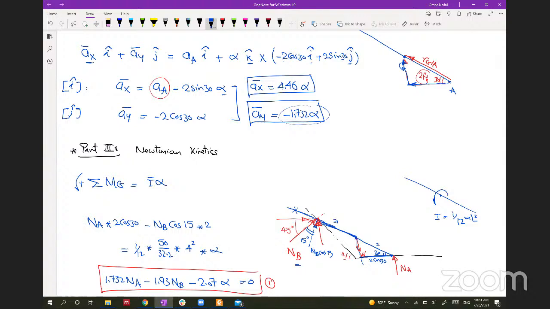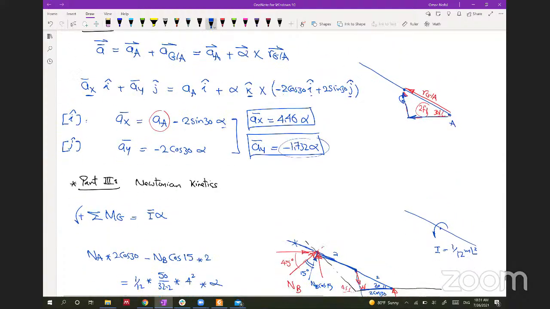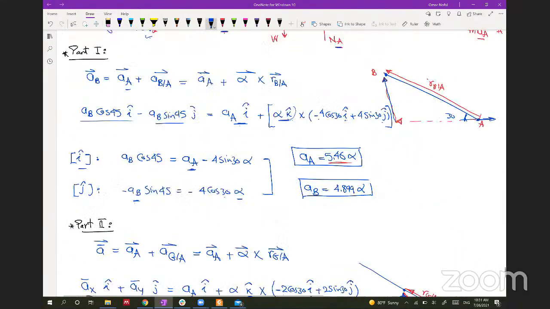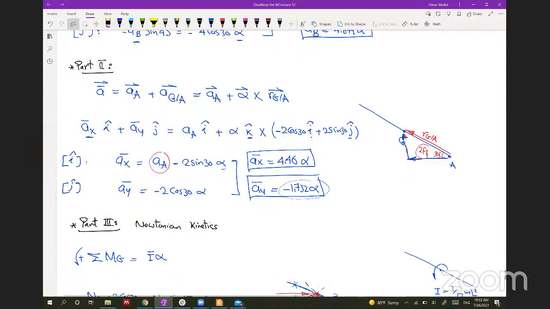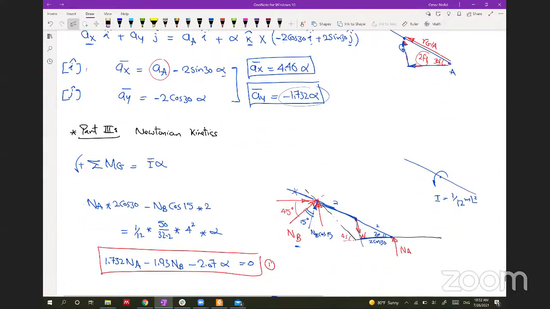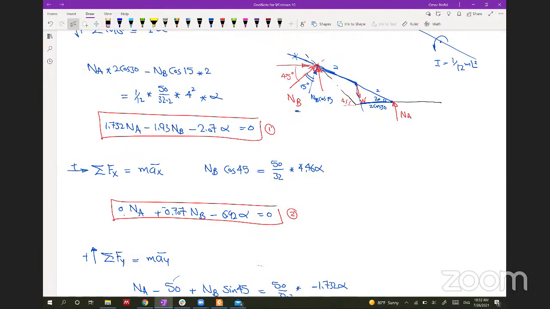Yeah. What do the little bars above the letters stand for? What do the little bars above, like the I and the A's, mean? In the summation of Fx equation, it's summation Fx equals m times a bar x. What does the bar mean? The bar means the acceleration at the CG of the body. So if you have a body like this, the CG, we either call it AG or A bar, either is the same.